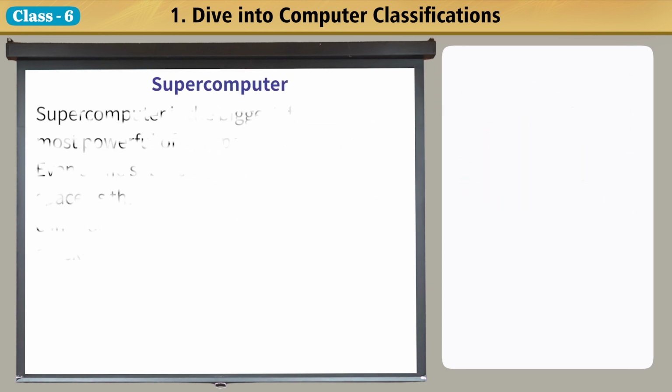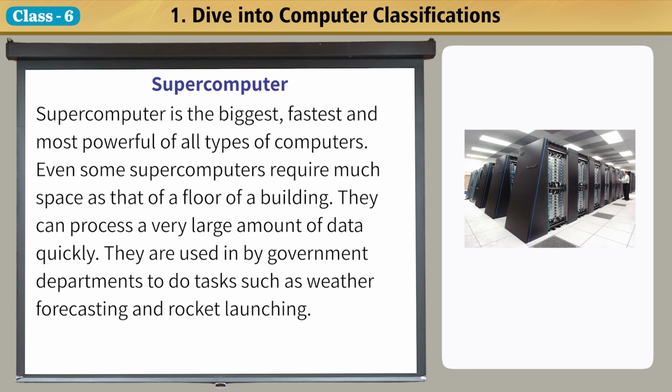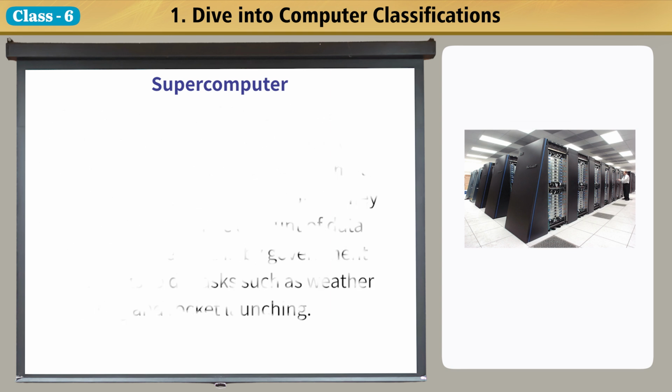Supercomputer. Supercomputer is the biggest, fastest and most powerful of all types of computers. Some supercomputers require as much space as a floor of a building. They can process a very large amount of data quickly. They are used by government departments to do tasks such as weather forecasting and rocket launching.